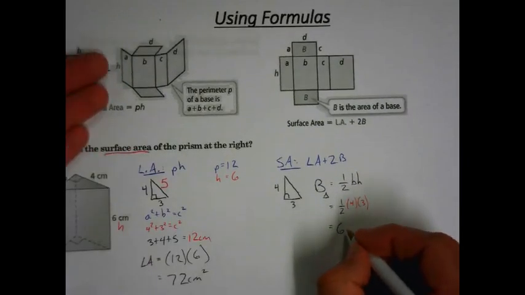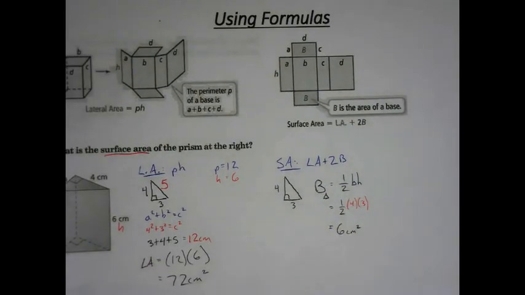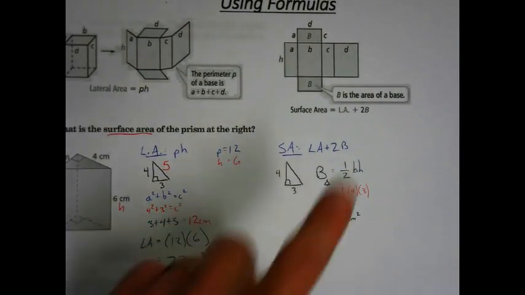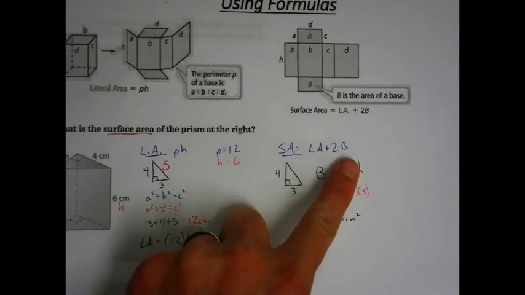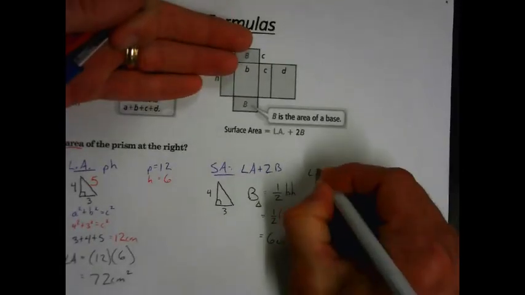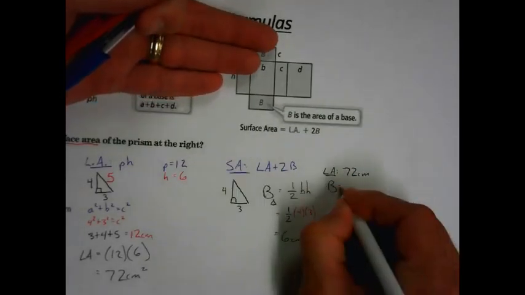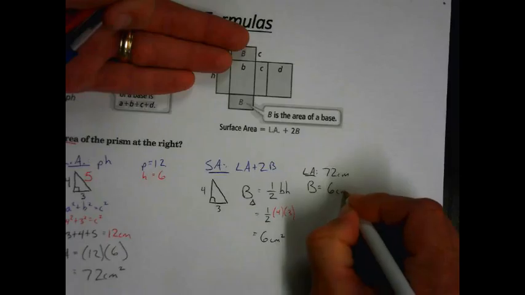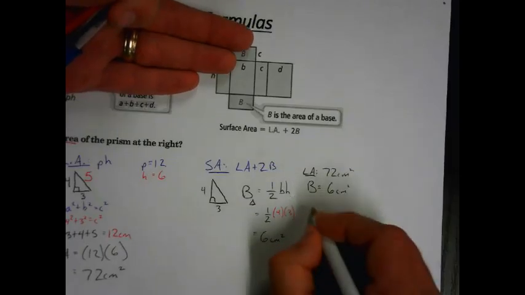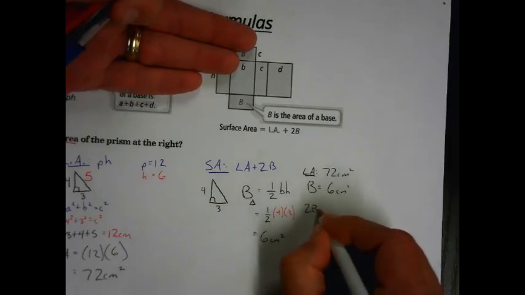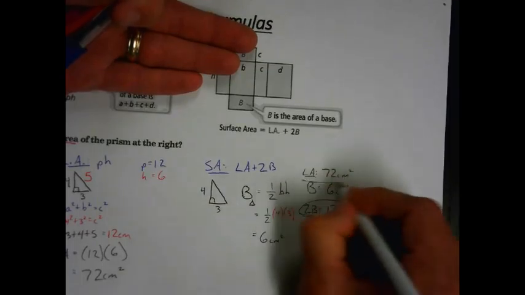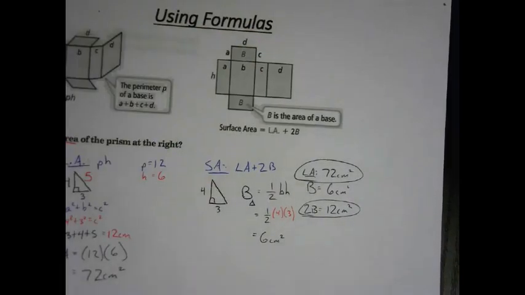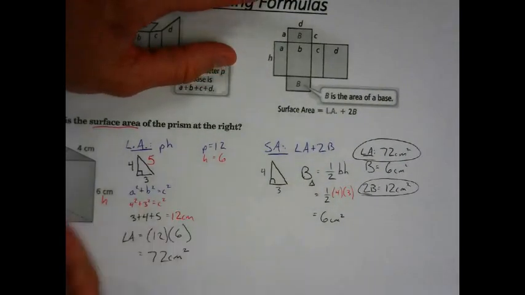Okay, so in this case, it will be 6 centimeters squared. That is the area of the base. So we have found our area of the base. So if surface area is the lateral area plus 2 times the area of the base, we know our lateral area is what we have found in the previous step. It's 72 square centimeters. We know that the area of the base is 6 square centimeters. I should put my squares. That means 2 times the area of the base is 12 square centimeters. So we're going to use our 2 times the area of the base and our lateral area, and then we can find the surface area of our figure.